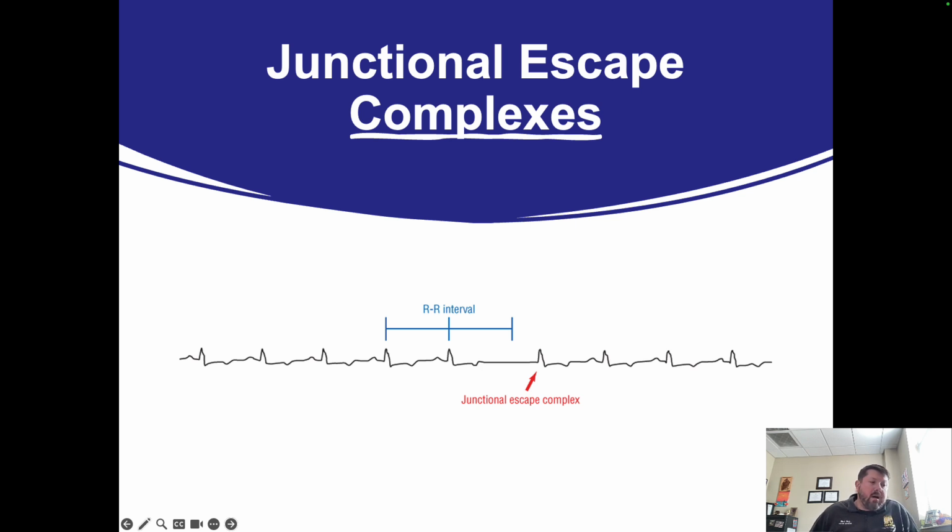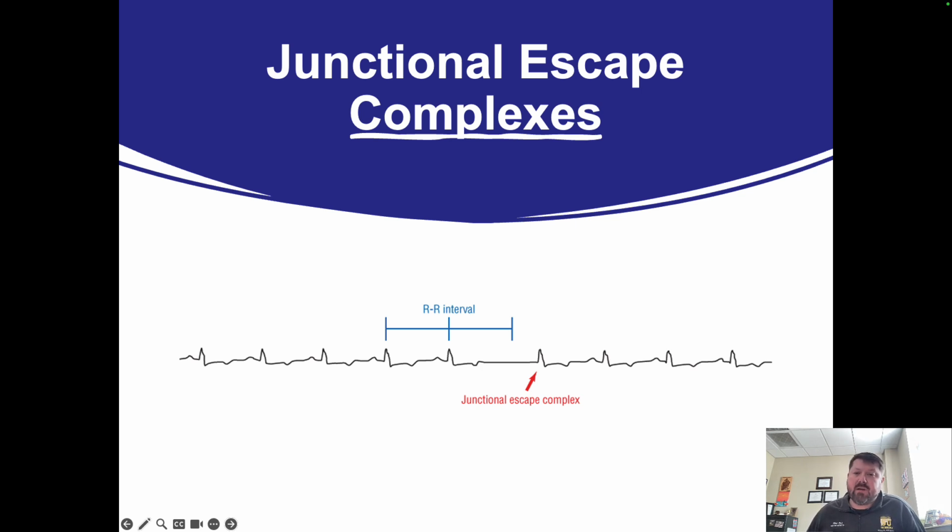A junctional escape complex looks exactly like a sinus complex, except it does not have a normal P wave, and most likely it's not going to have a P wave at all. The main difference between PJCs and junctional escape beats when trying to identify them on the monitor is that the junctional escape beats are late beats occurring after the next sinus beat should have happened.